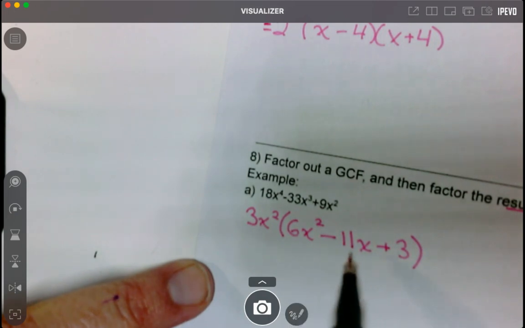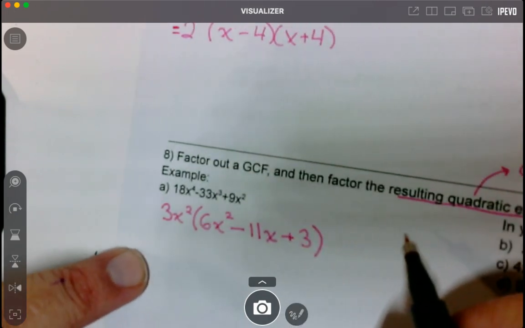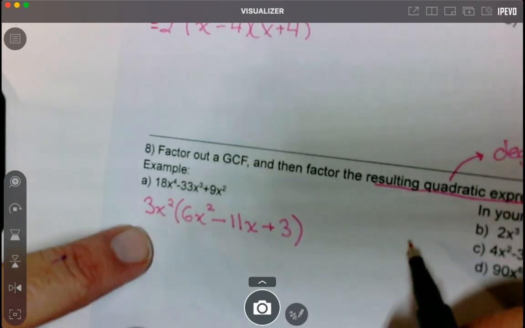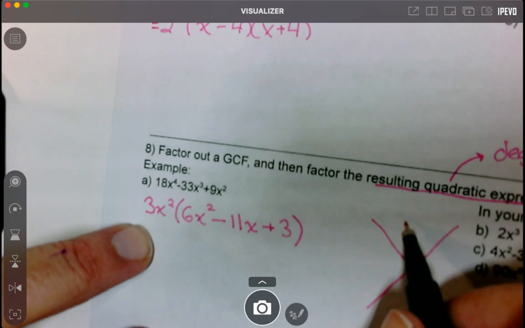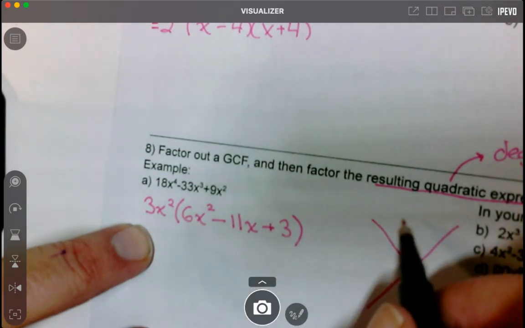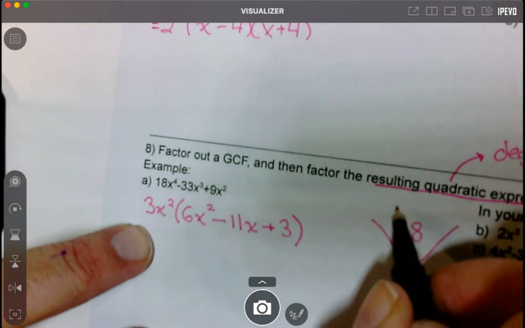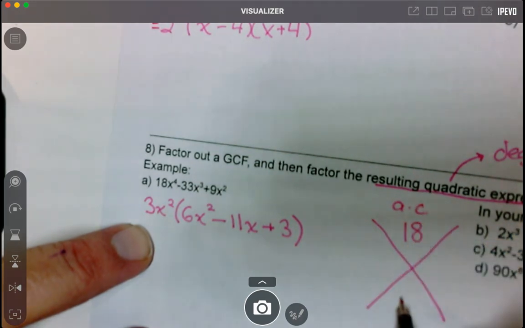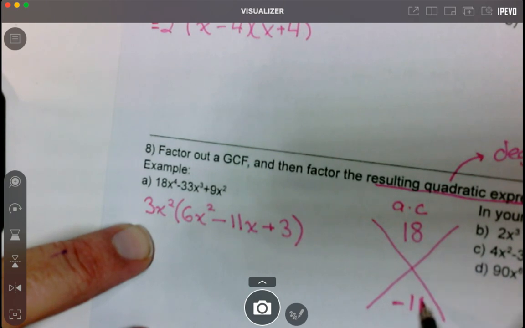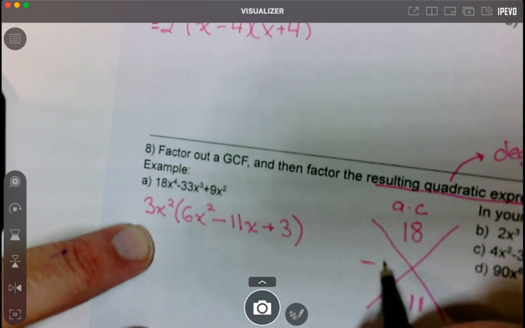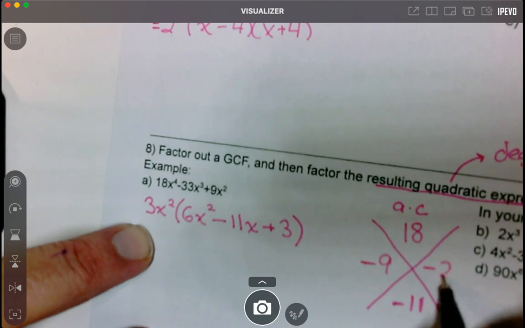So at first, this wasn't a quadratic, but when I look here, what's inside the parentheses now is a quadratic. So I'm going to go to the side to do this, and it's going to be a special big X problem. So A times C would be 18. I have a negative 11 on the bottom. So I want two factors of 18 that add up to be negative 11. It's negative 9, negative 2.